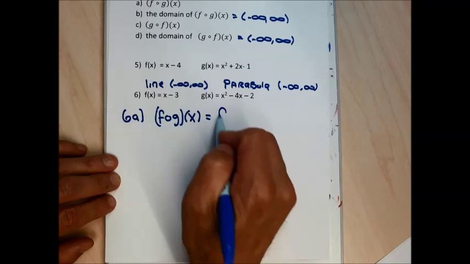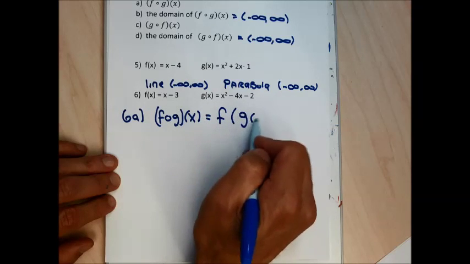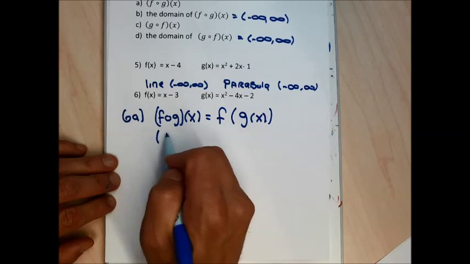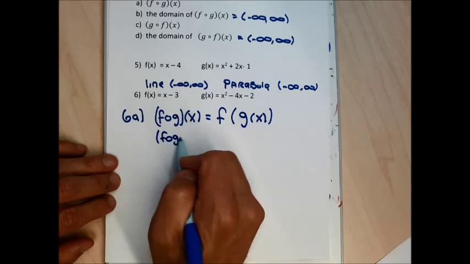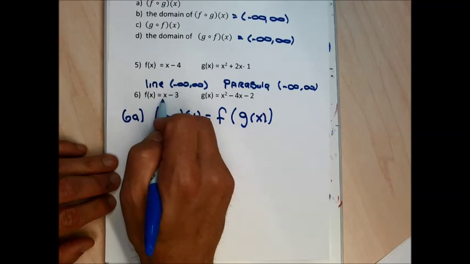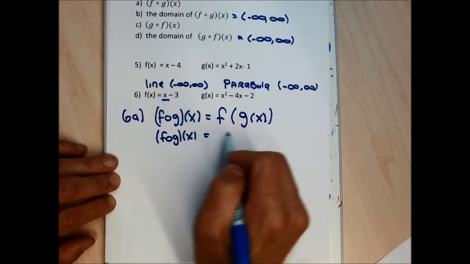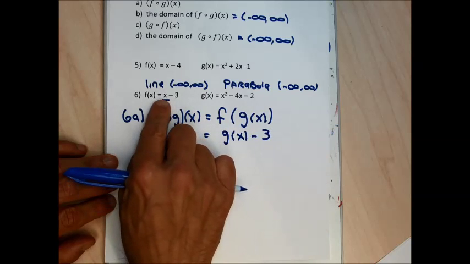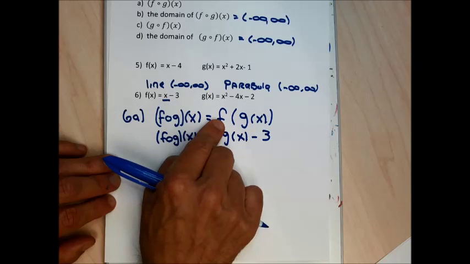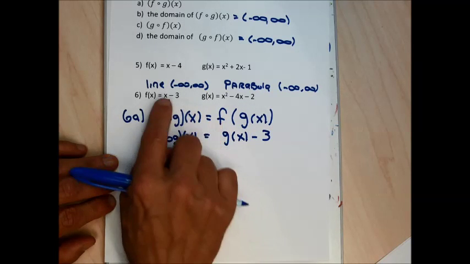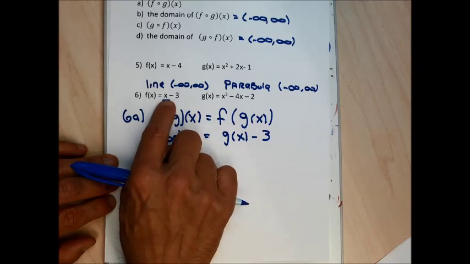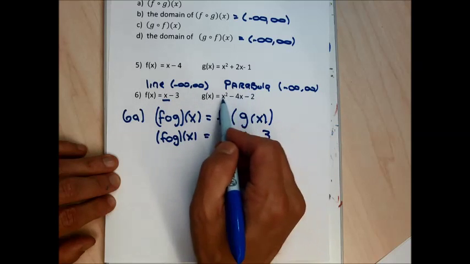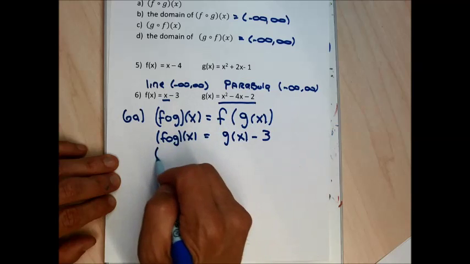And I know that means to find f of g of x. And so that means in the f function, to change that x to a g of x. So that's going to be g of x minus 3. I just changed that x in the f function because the f function is written first. That tells me to go to the f function, change its x to g of x. And now I'm going to change the g of x to x squared minus 4x minus 2.